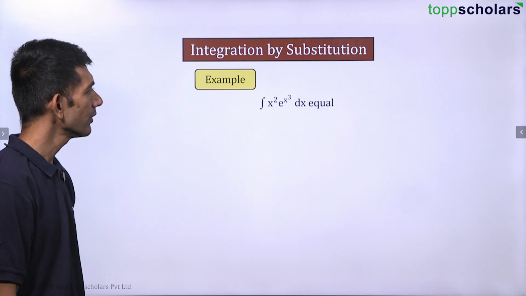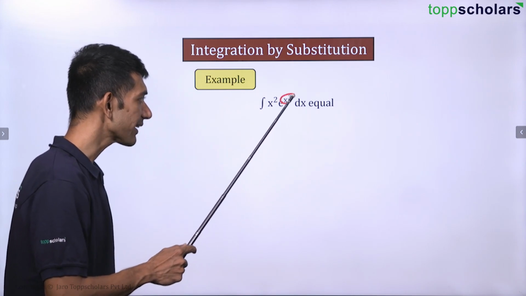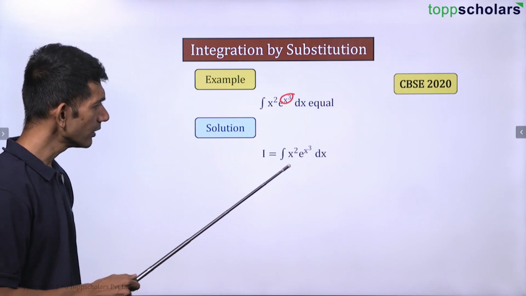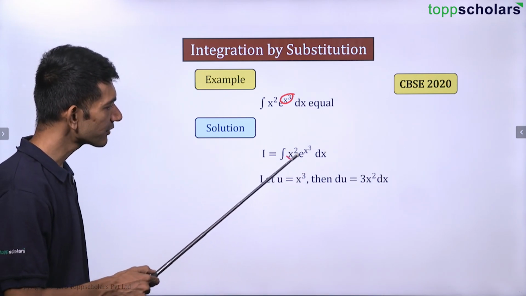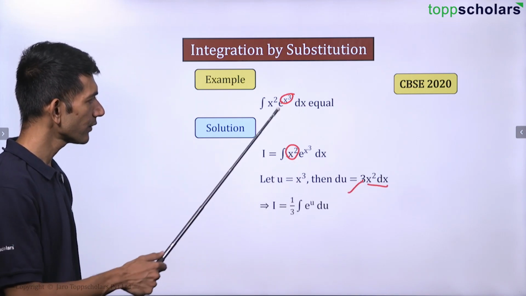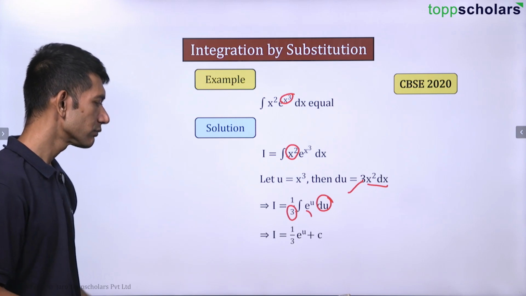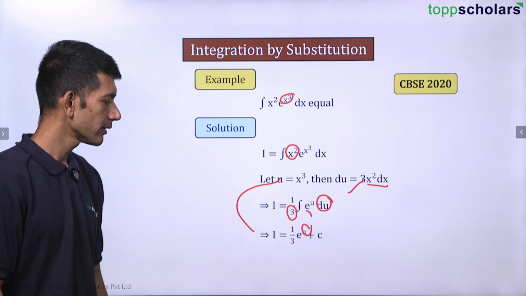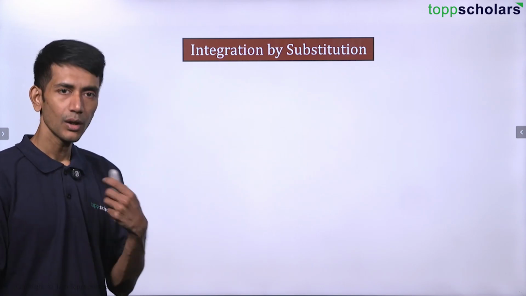Similarly, we have x square into e raised to x cube. You can consider x cube as u. So if I take x cube as u, 3x square dx will be du. We already have x square. So can I say x square dx will be du by 3? So we get du by 3. Integration of e raised to u is e raised to u. So 1 by 3 e raised to u plus c. What is u? U is x cube. Put it here. So 1 by 3 e raised to x cube plus c. Clear? Simple.